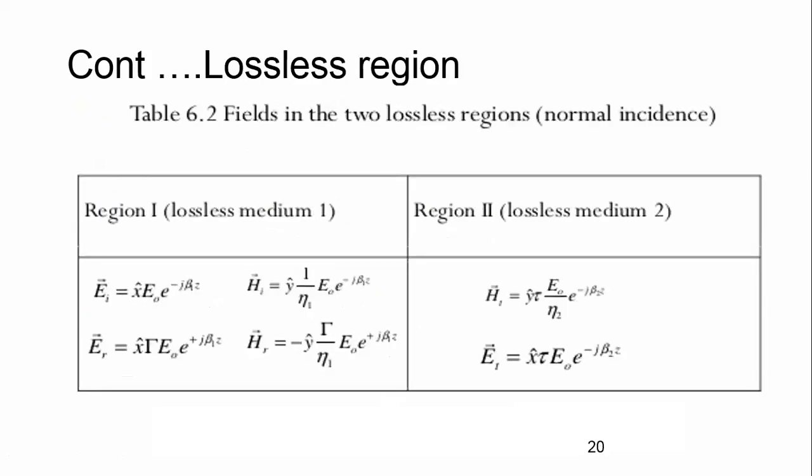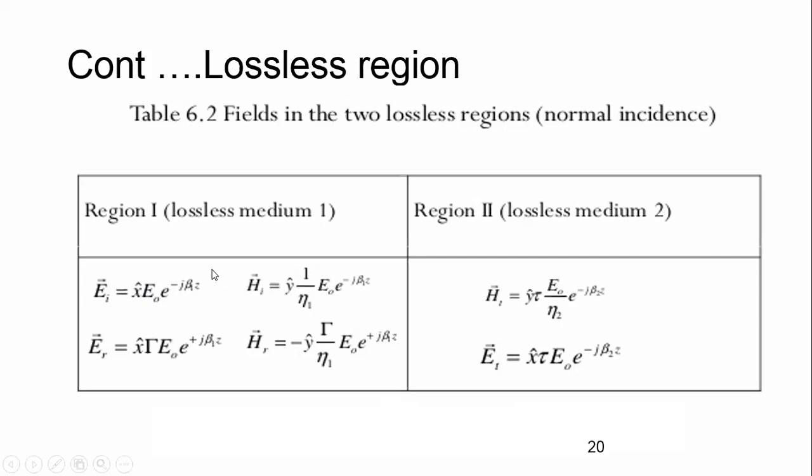So here we have seen the lossy case. Second, we are learning about the lossless region. If the medium is lossless, free space is the most widely applicable case, and we can assume normal incidence. Similarly, here in lossless medium 1 and lossless medium 2, how can we write the expressions for the incident wave?